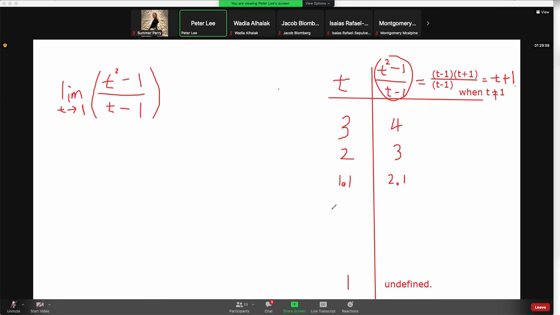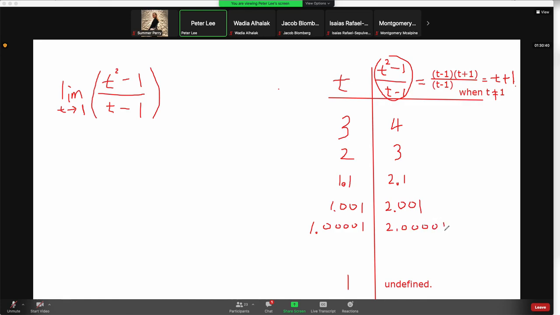What happens if t is equal to 1.001? Now note that t is not 1. This is 1.001, which is not 1. If t is equal to 1.001, then what is the value of this expression right here? Well, the value of that expression will be basically t plus 1, which is 2.001. So what happens if we plug in 0.00001? It's the same thing. You get that.